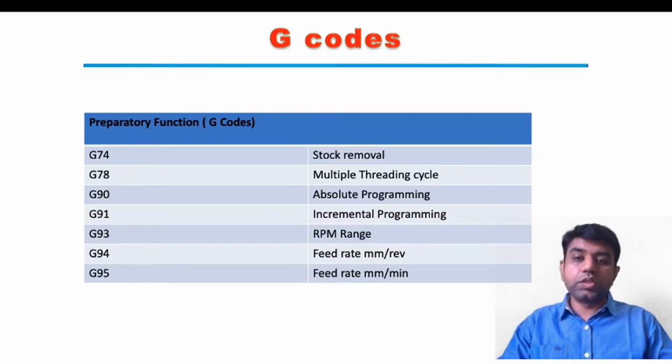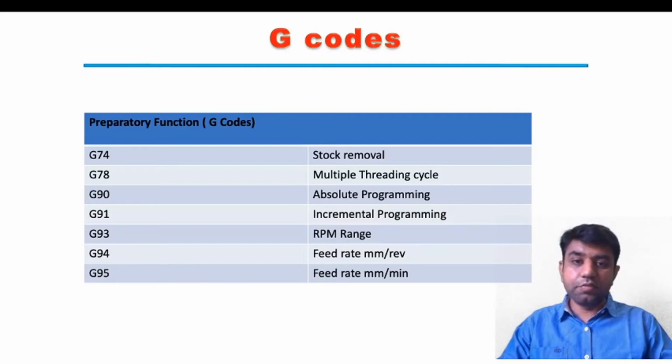The next one is for the RPM range. Normally the spindle is required to be rotated in three specific range zones: low, medium and high. In order to specify the range, we need to write the G93 command. Right? That will also be a common command.